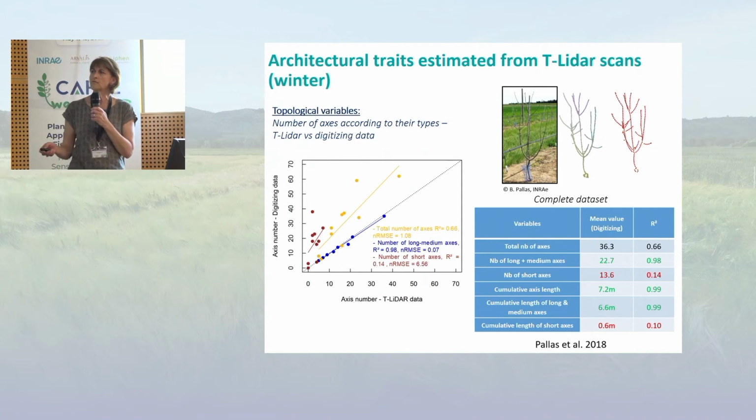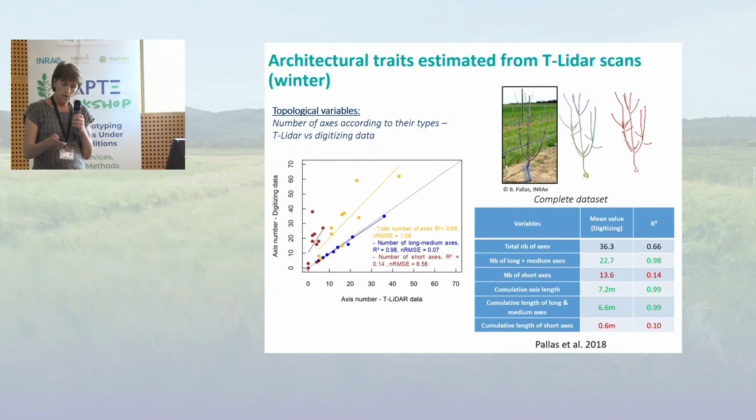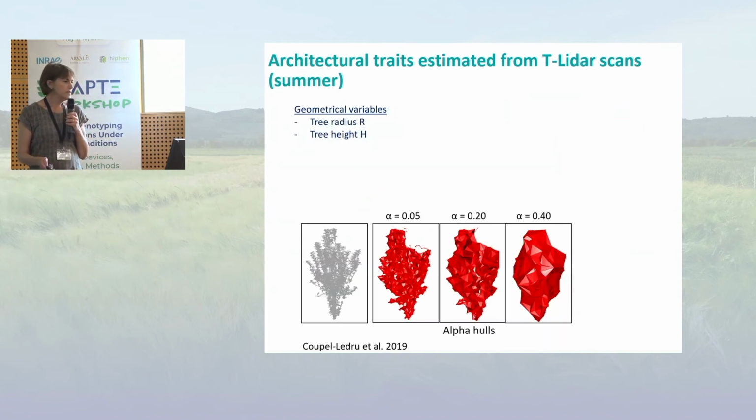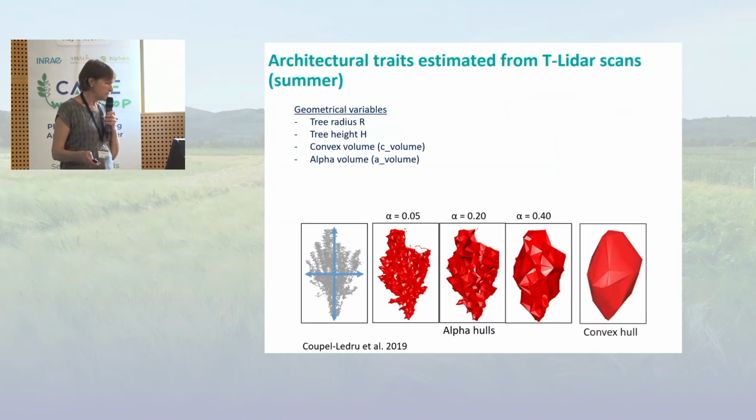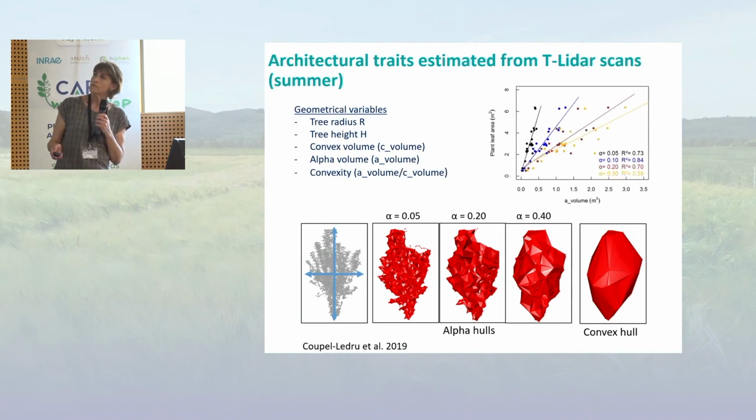And you see that if we consider the total, it's pretty good. The long and medium axes are quite good. But what makes the regression to be lower is because the short shoots are not well estimated.